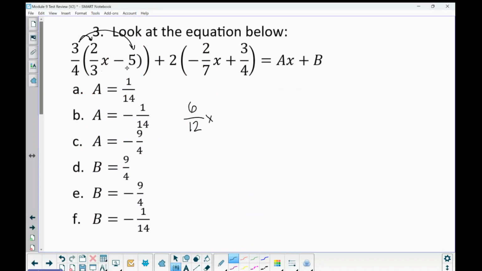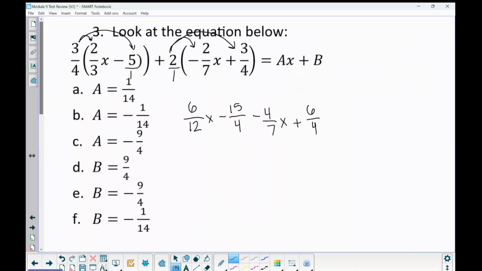Same thing on the other side. I'm going to put a 1 underneath, so I have a numerator and denominator. I'm going to go top. 3 times -5 is -15, and bottom 4. Now I do the same thing on the other side. I'm going to put a 1 underneath because I've got a fraction here. I'm going to do numerator times numerator. That's going to give me -4 over 7x. And same thing on the other side. That's going to give me positive 6 over 4.